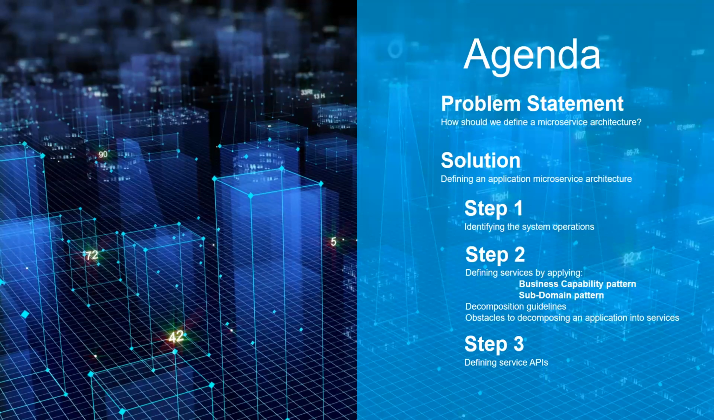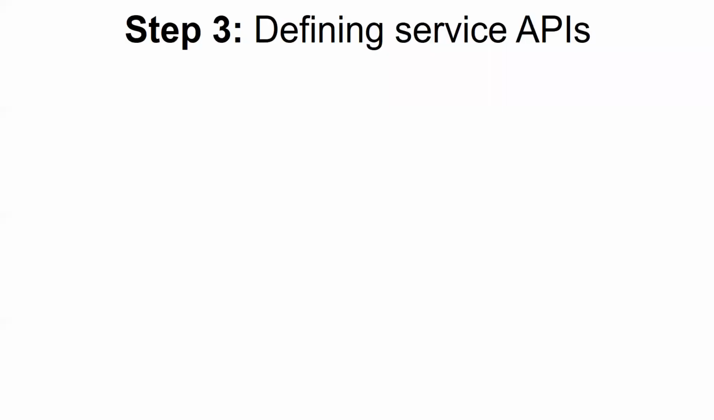Here we go. So far, we have learned how to identify system operations from functional requirements. After that, we discovered two different patterns in addition to some guidelines to decompose an application into small and loosely coupled services. Right now, we will see how to define the service APIs.